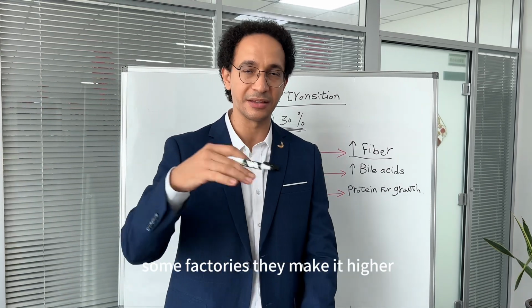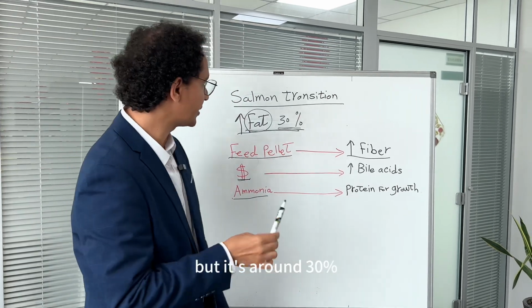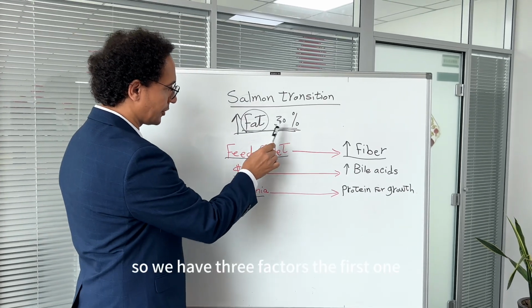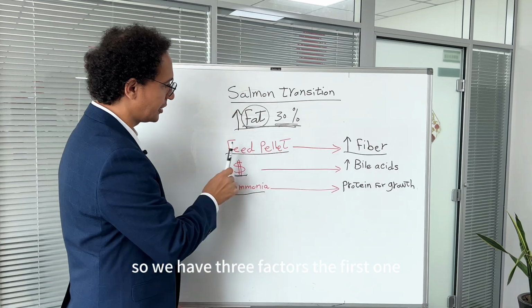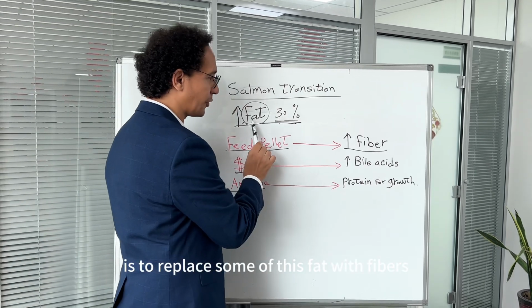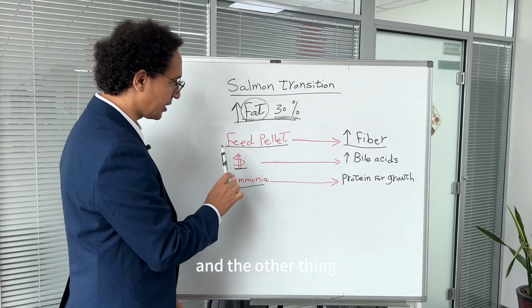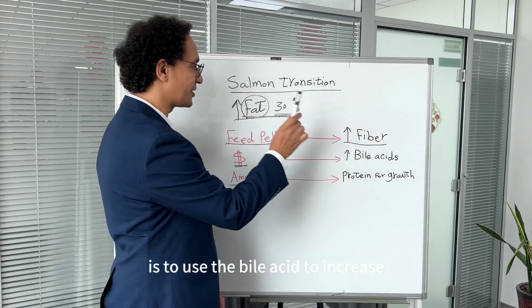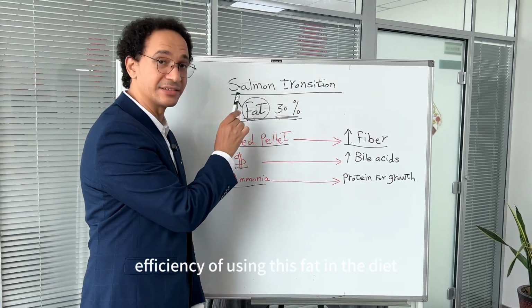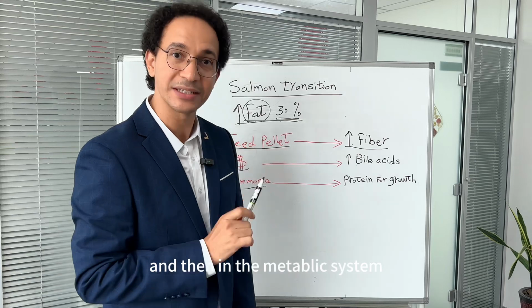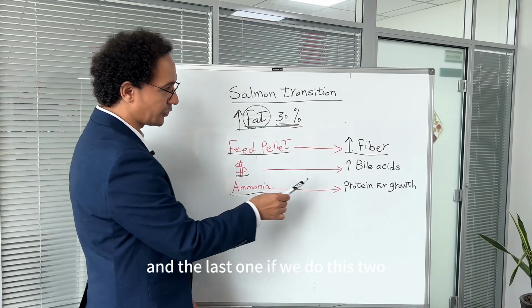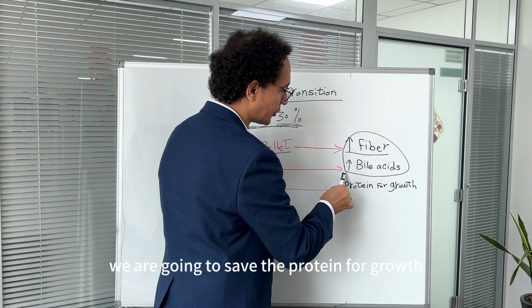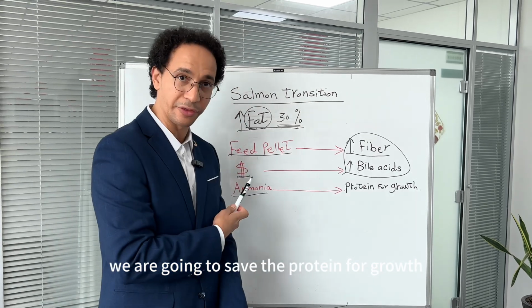Some factors make it higher, some make it lower, but it's around 30. So we have three factors. The first one is to replace some of this fat with fiber, and the other is to use bile acid to increase the efficiency of using this fat in the diet and then in the metabolic system. And if we do these two, we are going to save the protein for growth, not for energy production.